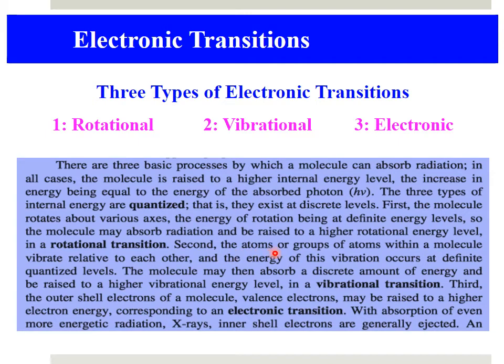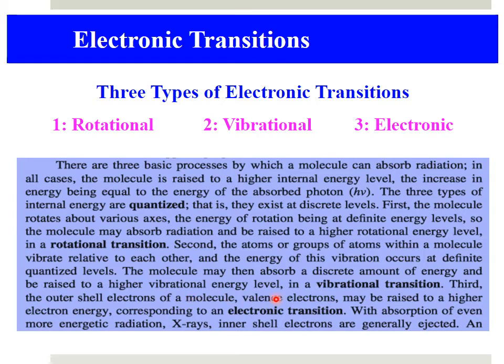And secondly, the atoms or groups of atoms within a molecule vibrate relative to each other, and the energy of this vibration occurs at definite quantized levels. The molecule may then absorb a discrete amount of energy and be raised to a higher vibrational energy level in a vibrational transition. So thirdly, what will happen?